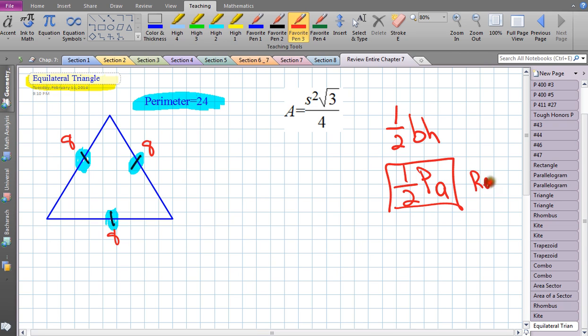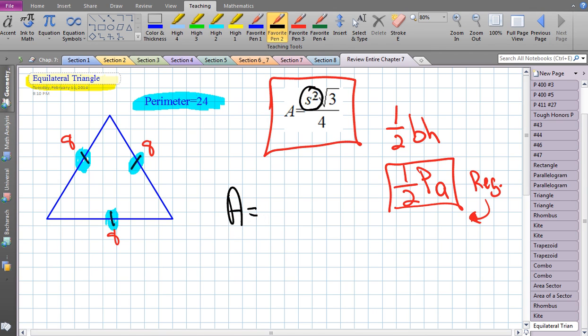Again, that's only for regular shapes, and this shape does qualify to be regular since all of its sides and all of its angles are congruent. But what I recommend in this case is to use the shortcut formula for the area of an equilateral triangle. The formula is so straightforward if you know what the side is. That's what S represents. So in this case, since the side is 8, we have 8 squared radical 3 divided by 4.